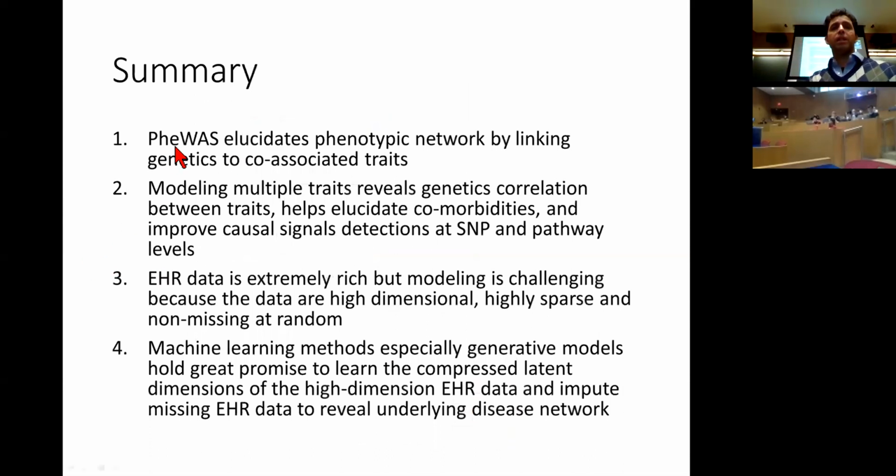So just to summarize this part, basically these phenome-wide association studies can elucidate phenotypic networks by linking genetics to their co-associated traits. You can model multiple traits jointly and reveal the genetic correlations between them. And then you can start modeling EHR data, recognize that it's extremely rich, but there are many challenges in modeling it because of the high dimensionality, high sparsity, and the non-missing at random. And then these machine learning methods are especially helpful, and especially generative models. And they hold great promise to learn compressed latent dimensions of these super high dimensional data sets, and also impute the missing data to reveal the underlying network.